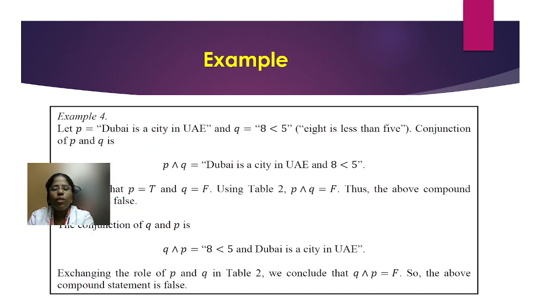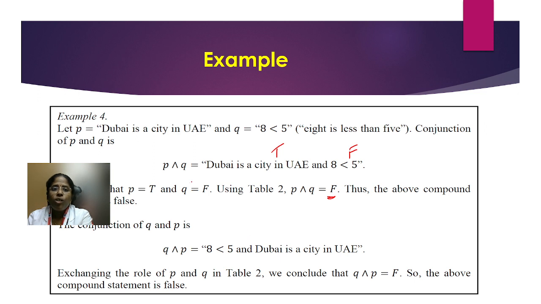Here, if you take P as Dubai is a city in UAE and Q as 8 less than 5, and you make the conjunction, this is a true statement, but this is a false statement. So your result will be that the compound statement is false. That is, P and Q is false here.